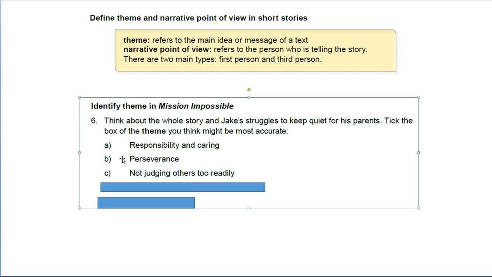The whole time he tries to think of ways to make the hotel quieter for his parents and his siblings to sleep. And C is not mentioned in the video, but it could be something like not judging others too readily. We don't know much about the families from Units 7, 8, 9, but we are making judgments about them based on what he is saying. But the theme of this story mainly is responsibility and caring and perseverance.